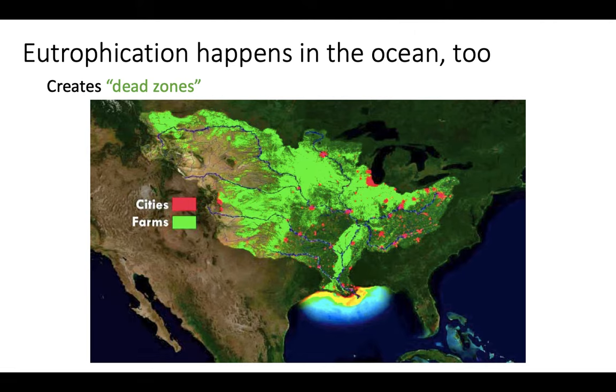Eutrophication doesn't just happen in freshwater ecosystems where phosphorus is limited. It can happen in saltwater ecosystems where nitrogen is limited. And these can create what are called dead zones, or extreme hypoxic zones.